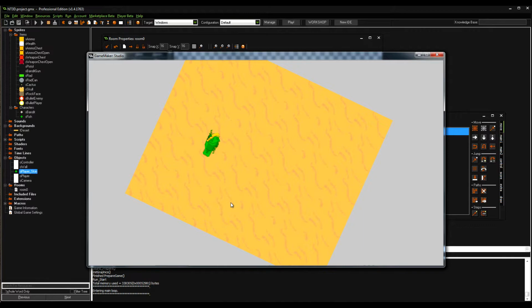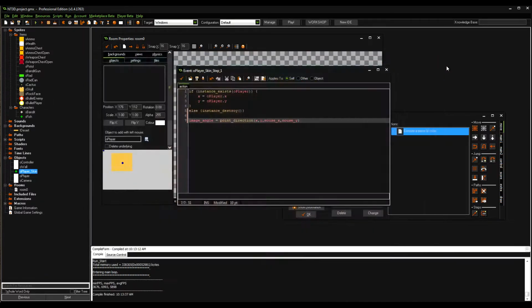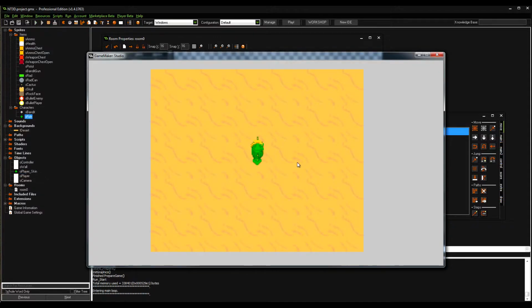Oh, I just realized the model was imported in the wrong direction. Okay, I gotta fix that. One second. Okay, it's working now. There we go. All right. So that's more like what we're dealing with here.